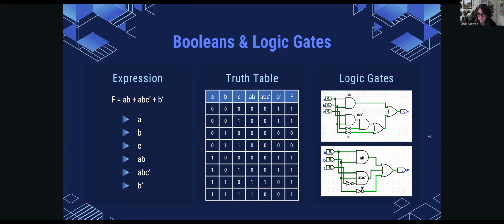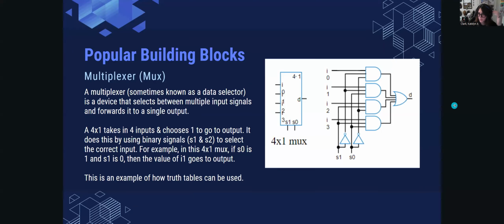So next up, we're going to talk about some of the more popular building blocks. This is a multiplexer, also sometimes known as a data selector, which is going to help you remember it. A mux is a device that selects between multiple input signals and forwards it to a single output. So the way it does this is it takes, in this example, a 4x1, 4 inputs, and uses these 2 signals to choose one of them to output.